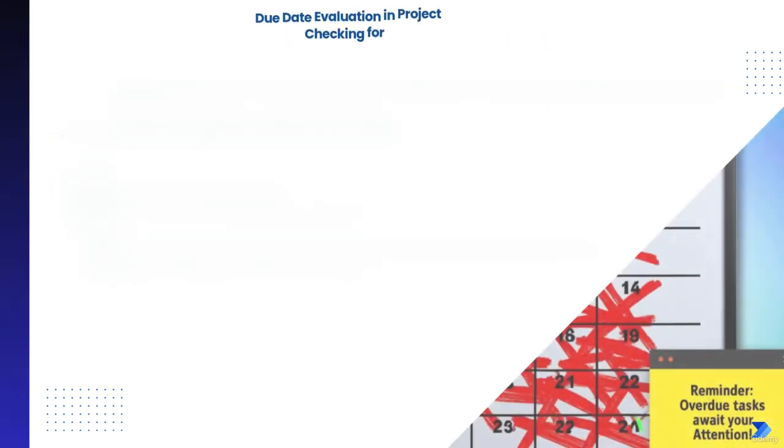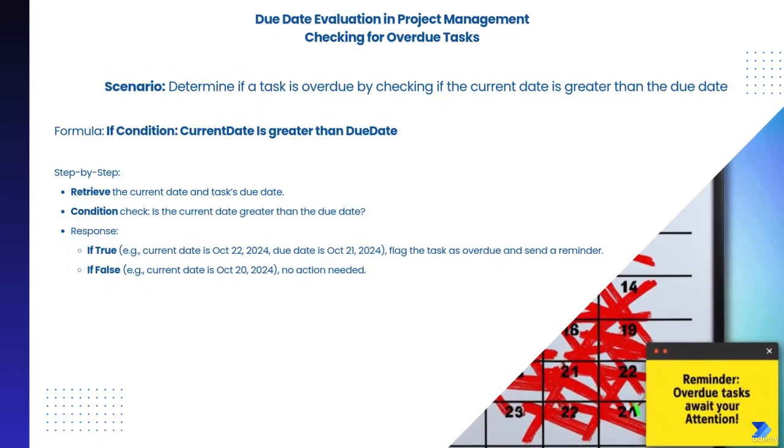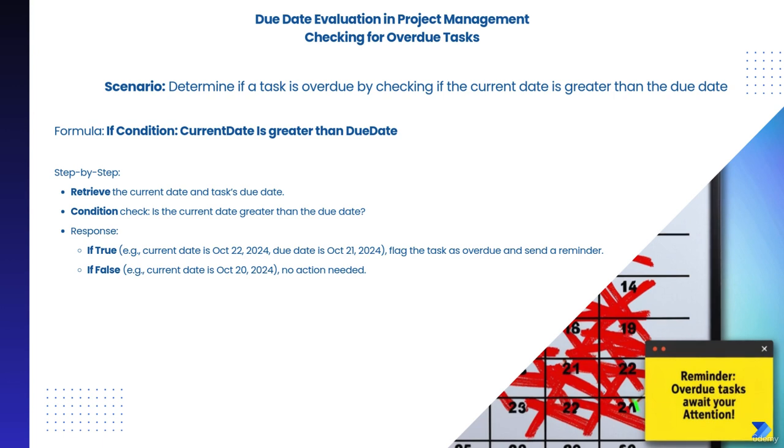Example 3. Due date evaluation for project management scenario. In a project management tool, you want to determine if a task is overdue. The flow checks if the current date is greater than the due date of a task. Formula: if condition, current date is greater than due date.